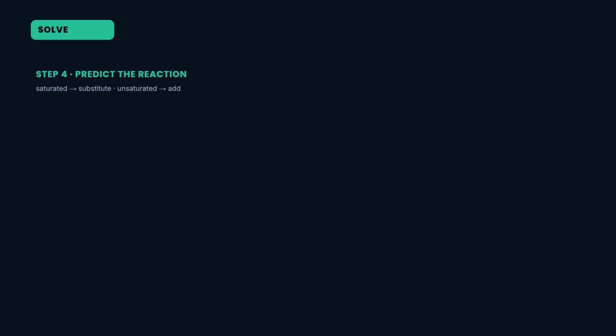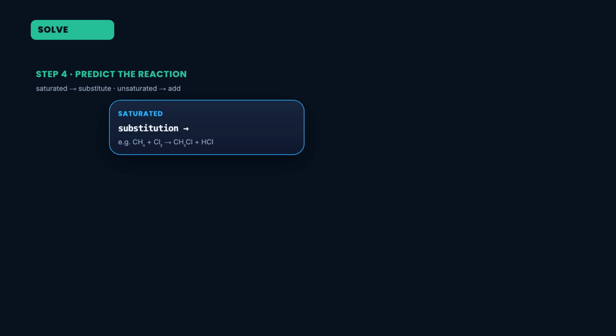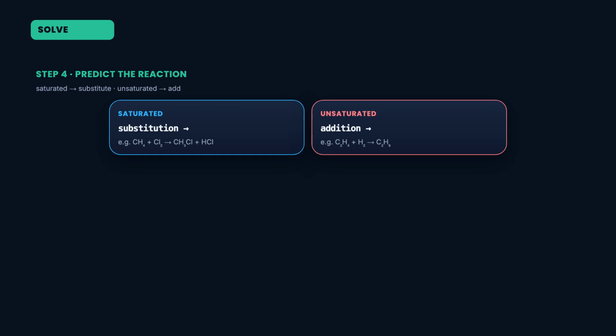Step 4. Predict the reaction. Saturated? It substitutes. Chlorine replaces a hydrogen. Unsaturated? It adds hydrogen, halogen, or water. Adds across the double bond. Alcohol with sodium gives hydrogen gas. Acid with carbonate gives carbon dioxide. Write the balanced equation.